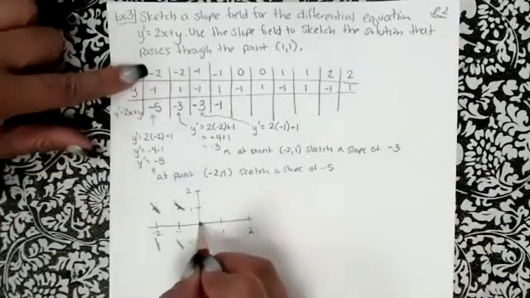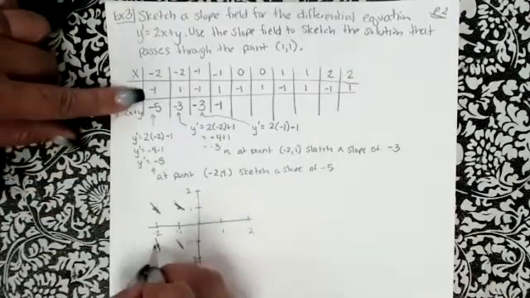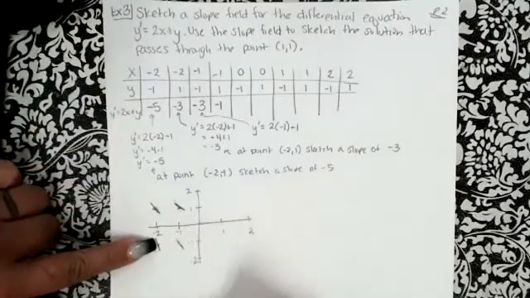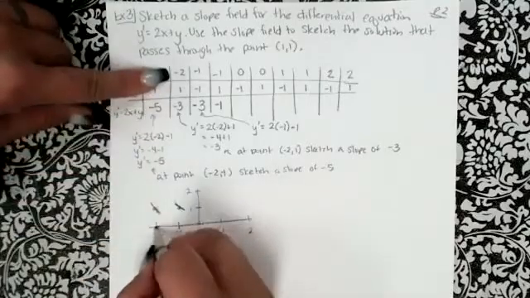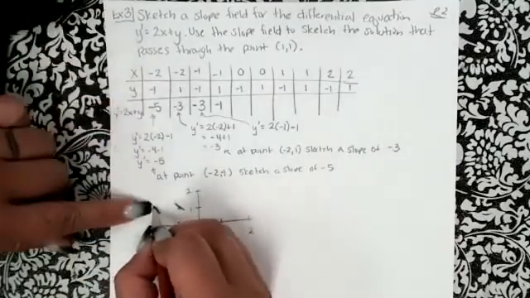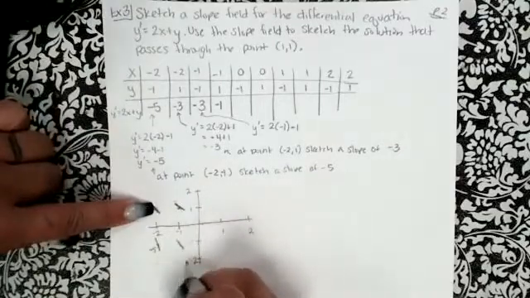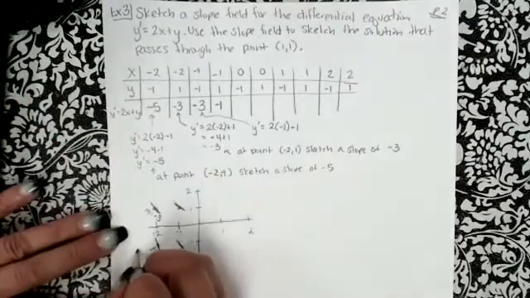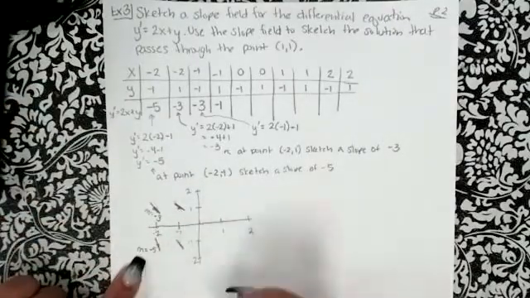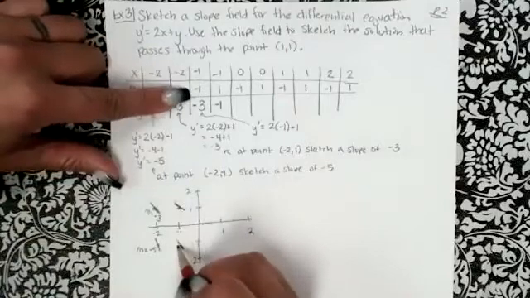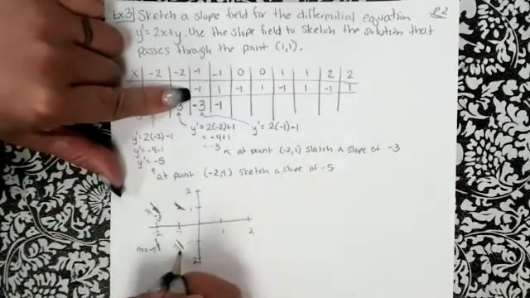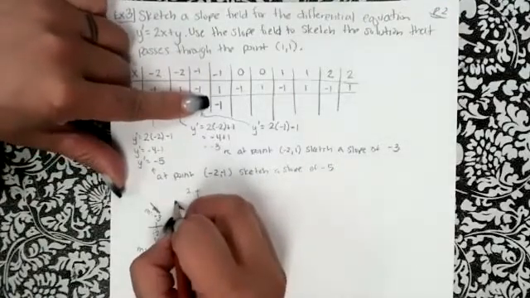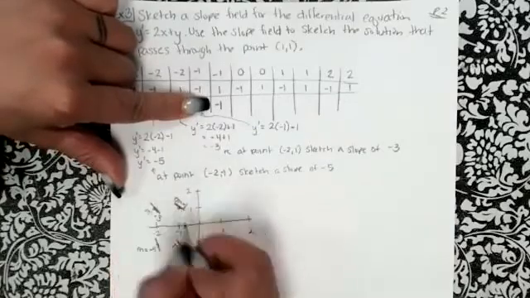So at this point, look at -2, -1. This slope is -5, meaning it went down 5 over 1. At this point, -2, +1, the slope is -3, so down 3 over 1. This slope is a -3, this slope was a -5. At the point -1, -1, the slope was -3. Here I have -1, +1, and the slope is -1.